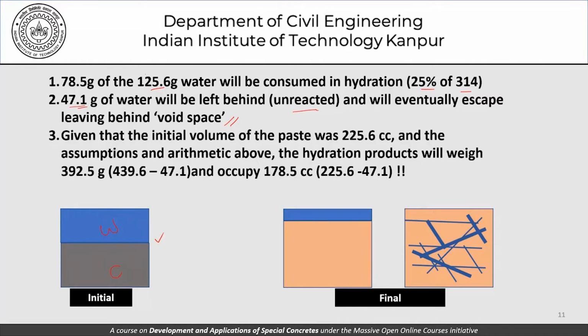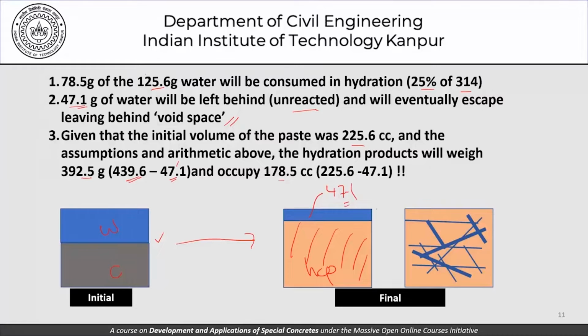Now, given the initial volume of the paste to be 225.6, the assumptions in the arithmetic, the hydration products will weigh 392.5 grams. That is the total mass that we started with minus the water that's going to escape or we allowed to escape. These fellows will occupy 178.5 cc of space. Now, if we understand this discussion, what it really shows is something like this. We have this as our HCP, and this is my 47.1 is what I'm talking about.